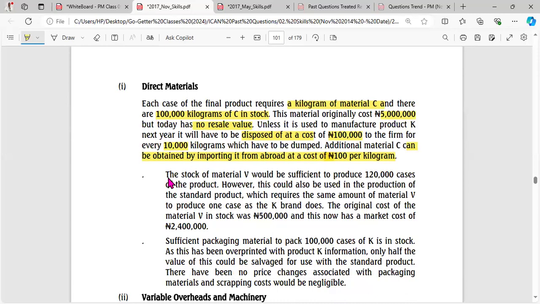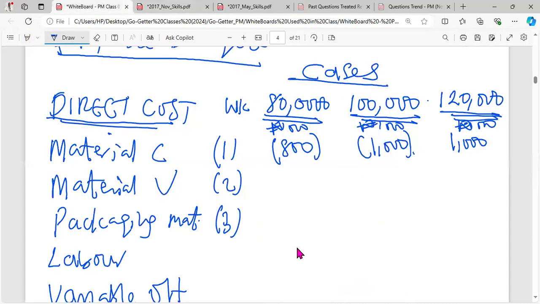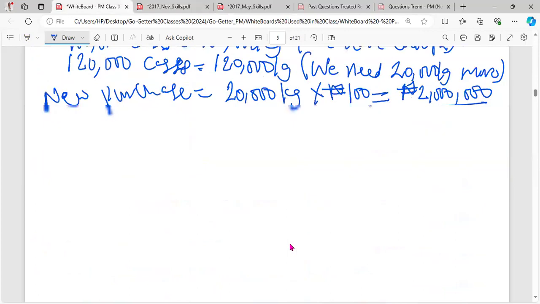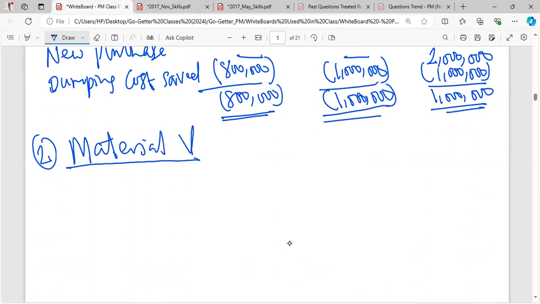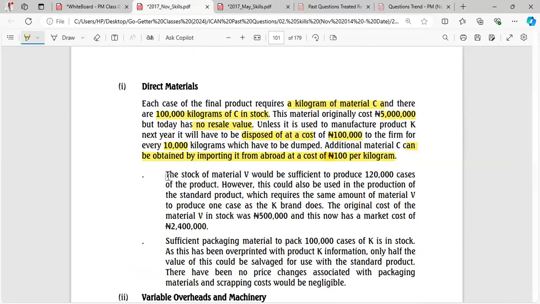The stock of material V. So we are now in V. We now go down to do material V. We now say this is workings 2, material V. Okay, let's read and see what material V is telling us. The stock of material V will be sufficient to produce 120,000 cases. So what it means here is material V available in stock? Yes.